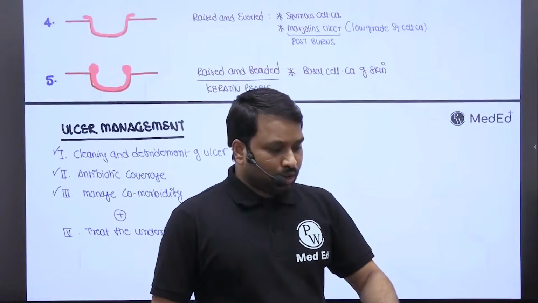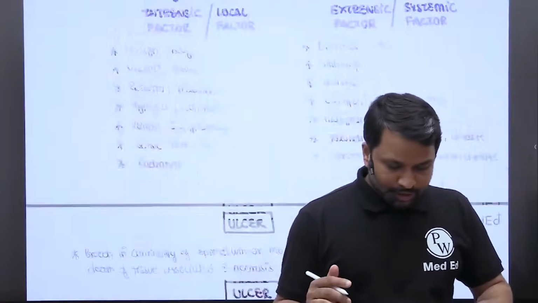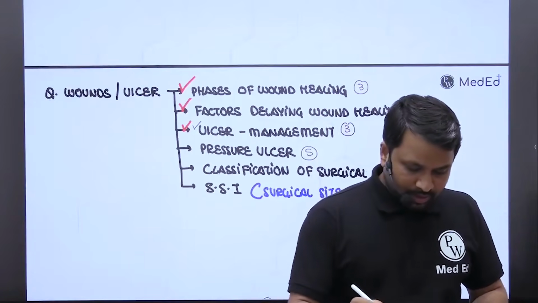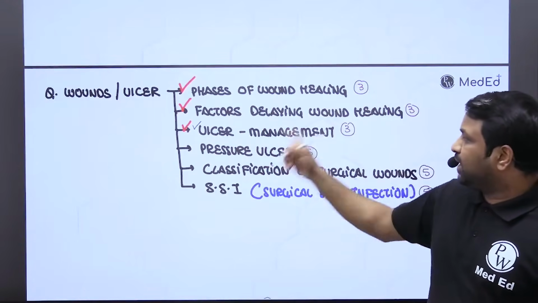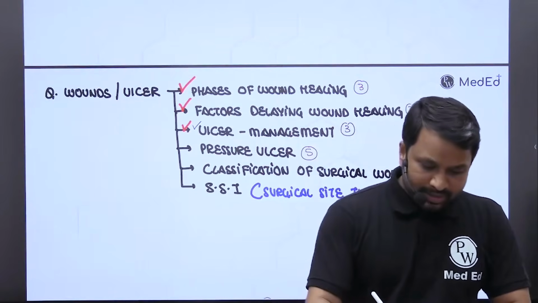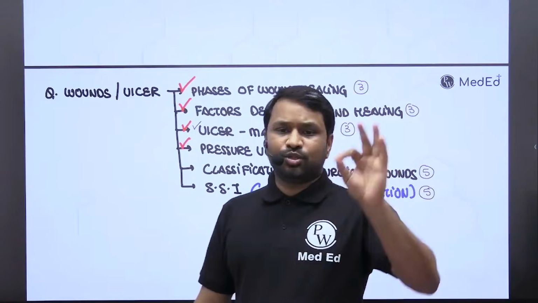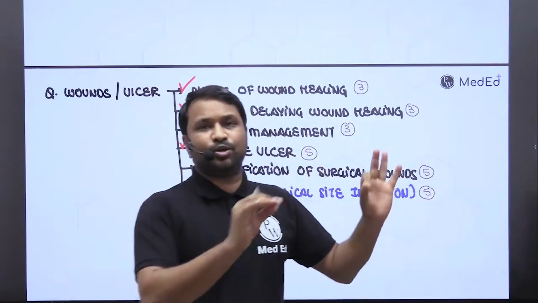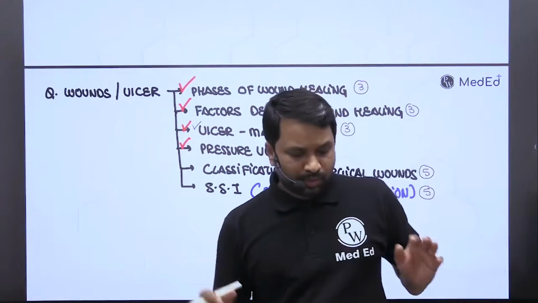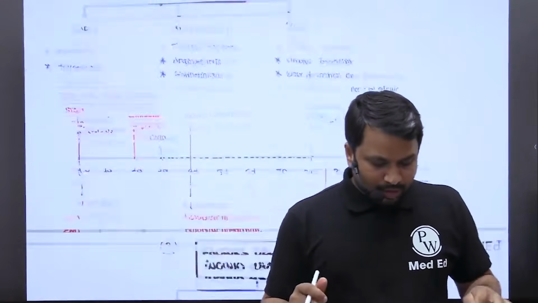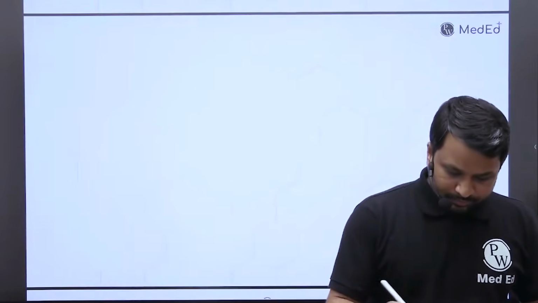So this is how you are going to go with ulcers management, right? So we finished 4 questions which are being asked in our exam. We spoke about the phases of wound healing, factors delaying the wound healing, ulcer management. Now we'll discuss about the pressure ulcers. Again, pressure ulcer is usually a 5 marks question, so they will expect you to give a little bit of details. Here and there you should speak about it, and then we'll talk about the components as well. So the next topic that we'll talk about is going to be pressure ulcer.